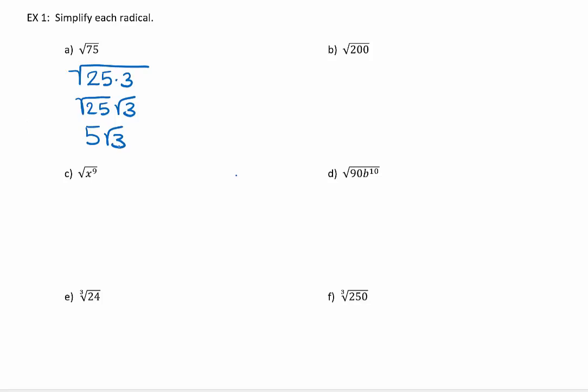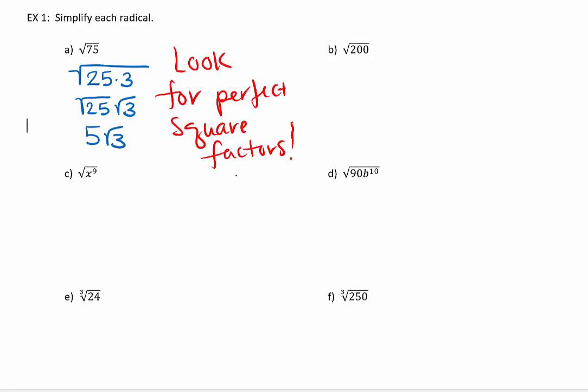So the basic idea here is we're going to be looking for perfect square factors. Ideally, you want to find the largest possible perfect square factor. So in root 200, I notice that 200 is 100 times 2, and 100 is a perfect square. Root 100 turns into a 10, and so 10 root 2 is my final answer.